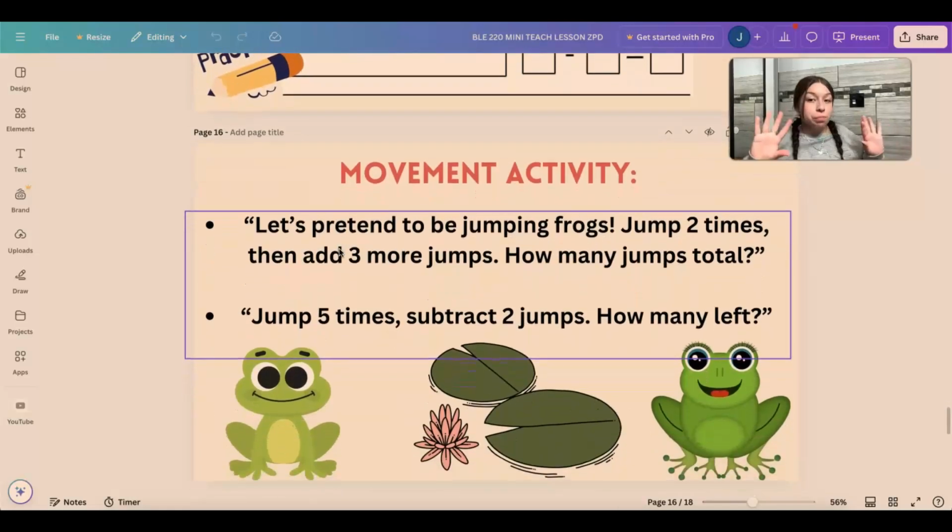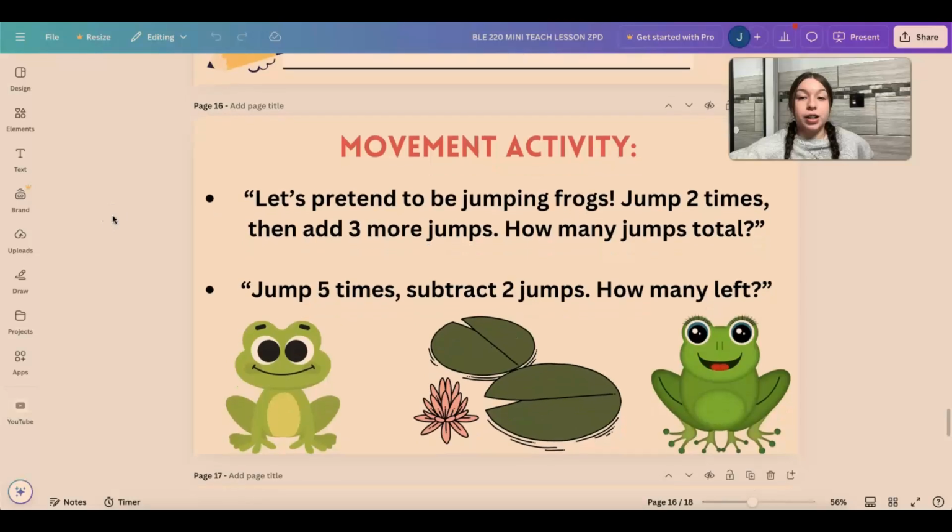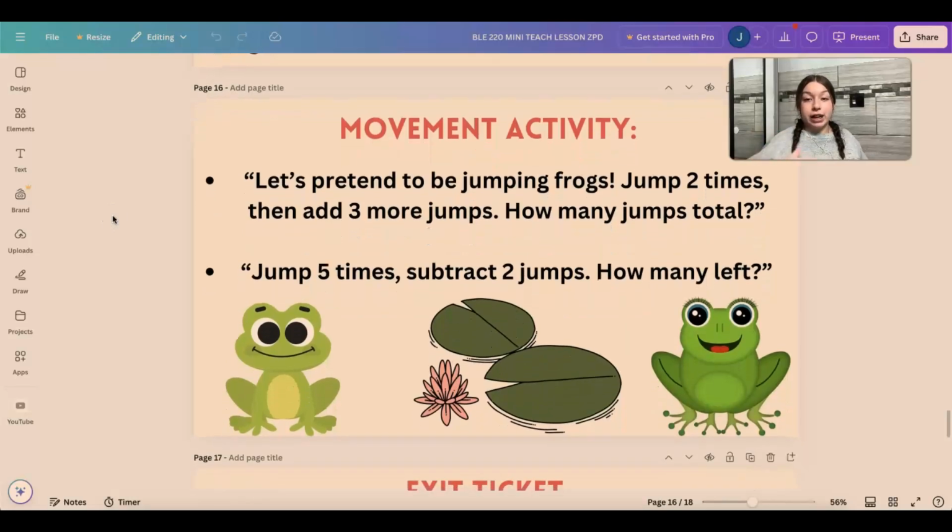So that was our small guided practice that we had. Now I want us to physically practice this out. So we're going to pretend that we're jumping frogs. How fun. You love frogs? Yeah, frogs are pretty cool. All right. So we're going to be doing a movement activity. We're going to pretend that we're frogs and we're going to be practicing our subtraction and our addition, but physically with our body. All right. So I want everybody to stand up from the desk and come to the carpet. You guys have 10 seconds to transition.